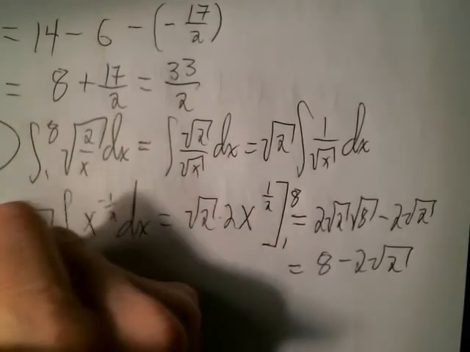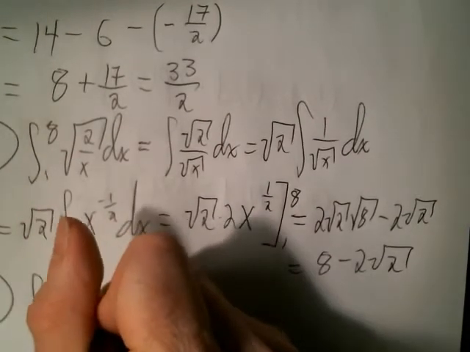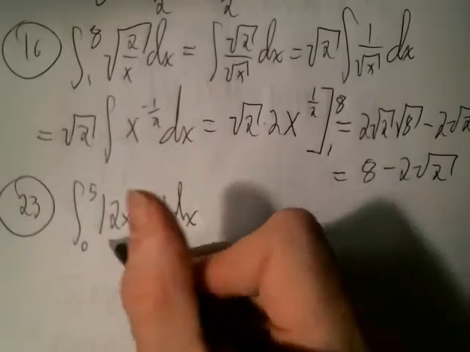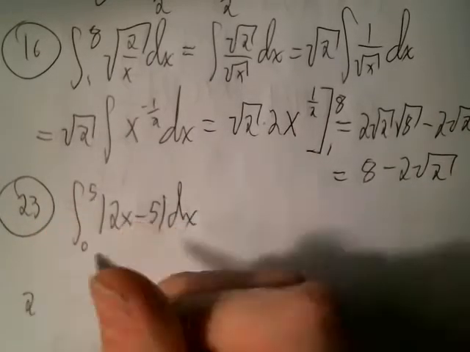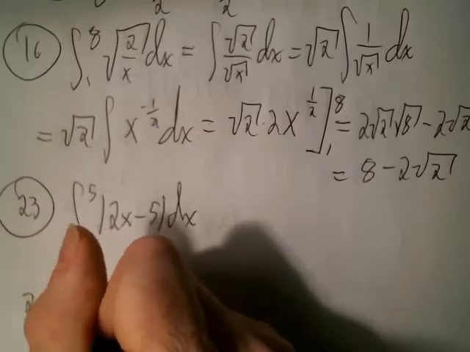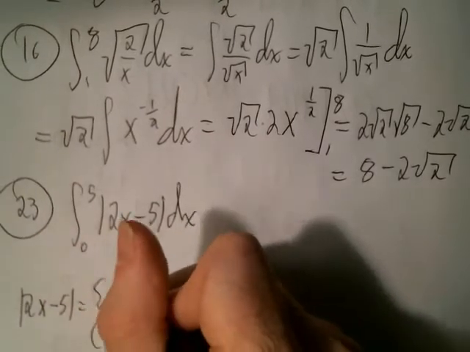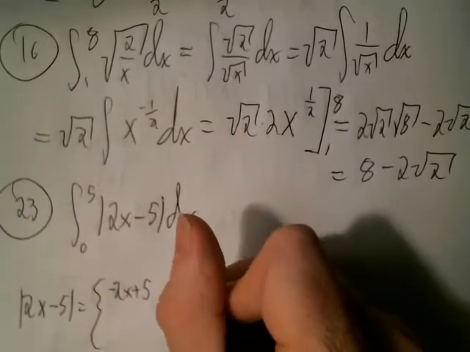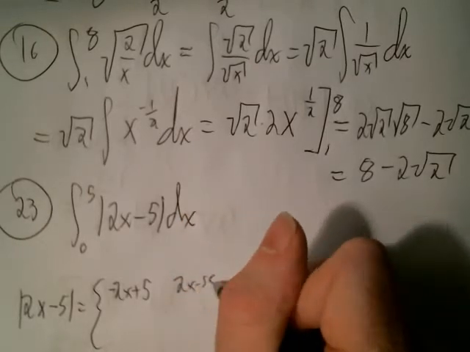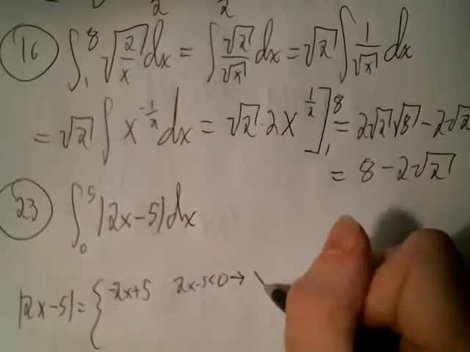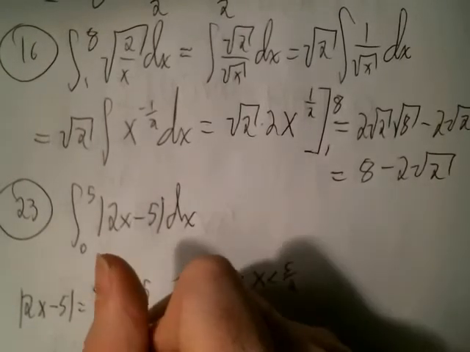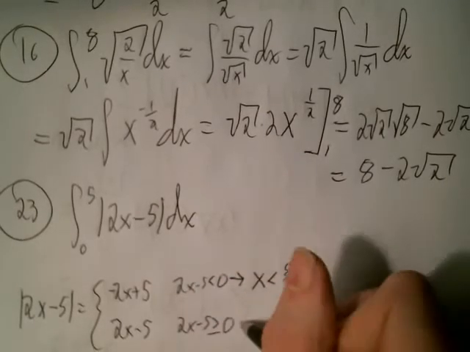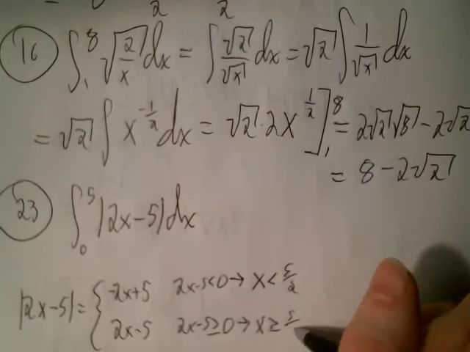Number 23. So the integral from 5 to 0 of the absolute value of 2x minus 5 dx. This is really the integral of a piecewise function. It has two parts to it, so we're going to have to split the integral. The absolute value of 2x minus 5 is negative 2x plus 5 when 2x minus 5 is less than 0, in other words, when x is less than 5/2. And then it's positive 2x minus 5 when 2x minus 5 is greater than or equal to 0, in other words, when x is greater than or equal to 5/2.